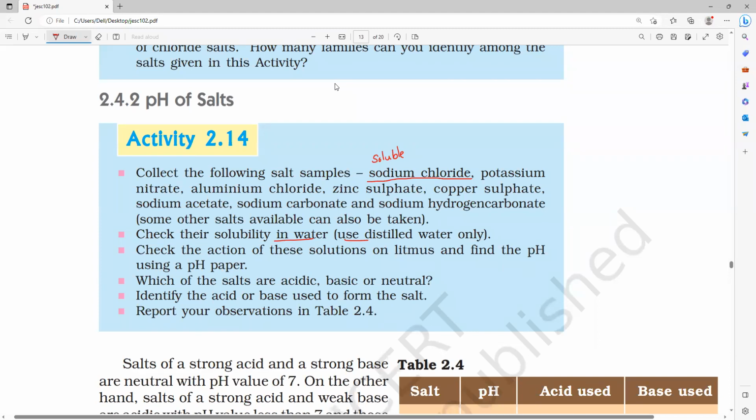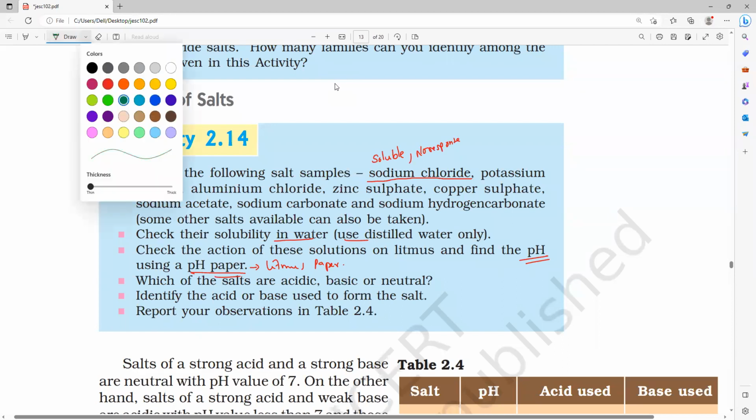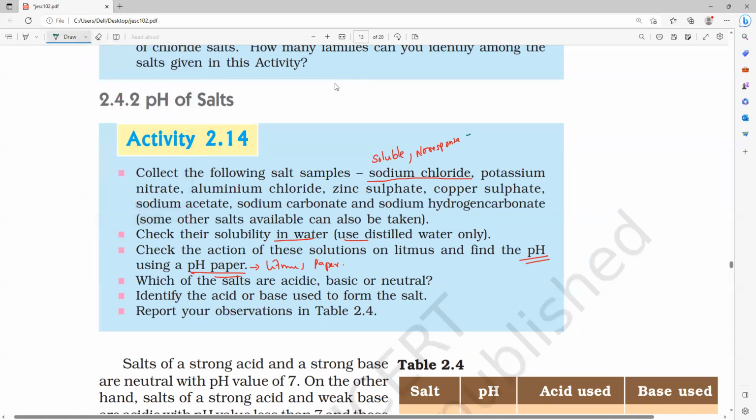Because we have to dip the pH paper. That is what pH paper means. What paper? pH paper means, everybody, it is a what paper, guys? Litmus paper. Understand. So litmus paper, what is that? Everybody, no response. Why no response, Mr. Rohit? Because it is a what salt? Neutral salt. Neutral salt means pH value, what is the pH value? 7.